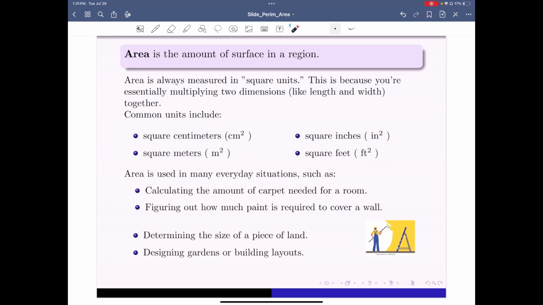Area is used when we calculate the amount of carpet needed in a room, how much paint is required to cover a wall, determining the size of a piece of land, or designing gardens and building layouts. So this area is the amount, the region inside. Perimeter would be on the outside, but the area would be the region inside.